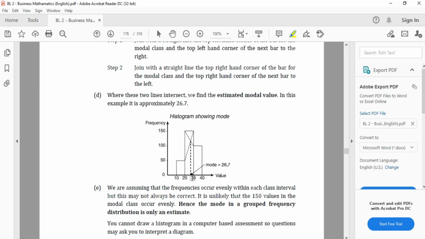Interesting, isn't it? So basically it is more useful on graph paper, because it has a number line with equal squares. Sometimes in the exam they might give a histogram on graph paper requiring you to find the mode value. Then the first step is to find the modal class, and the second step is to draw these two lines and find the intersection point, which is 26.7. If you have graph paper, you can easily track it.